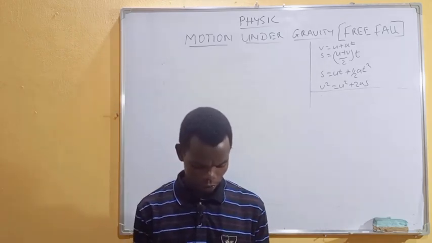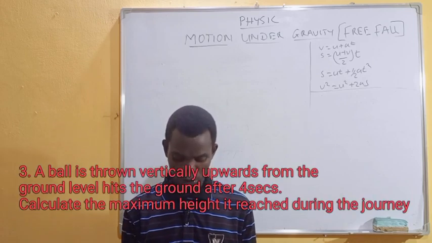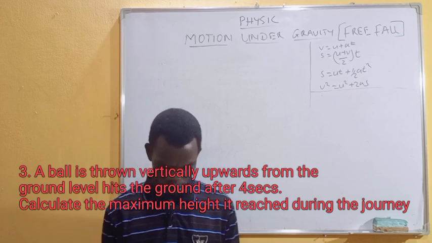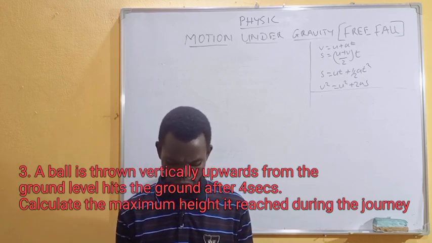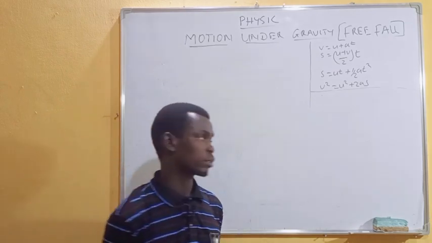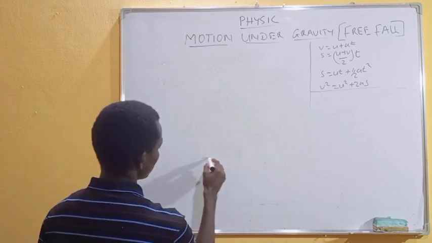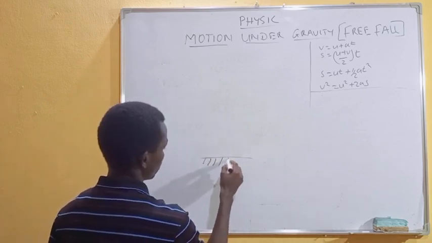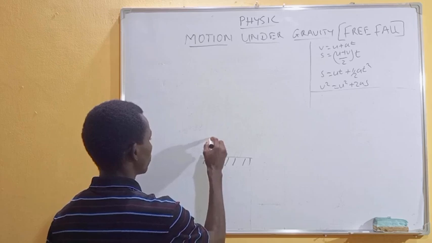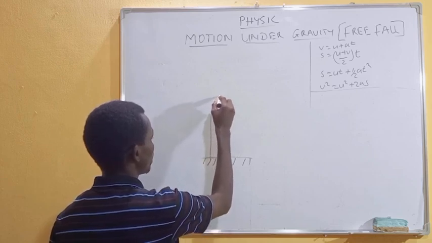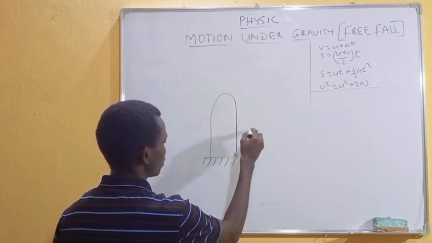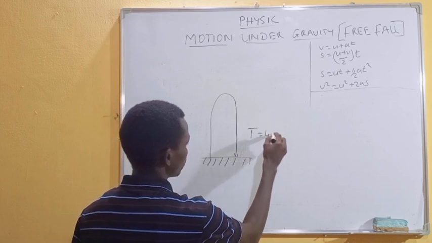Question 3. A ball thrown vertically upward from the ground level hits the ground after 4 seconds. Calculate the maximum height it reached during the journey. Let's draw the diagram for the question. Assuming here to be the ground state, the ball was thrown vertically upward to attain a maximum height and then returns to the ground in a time of 4 seconds.